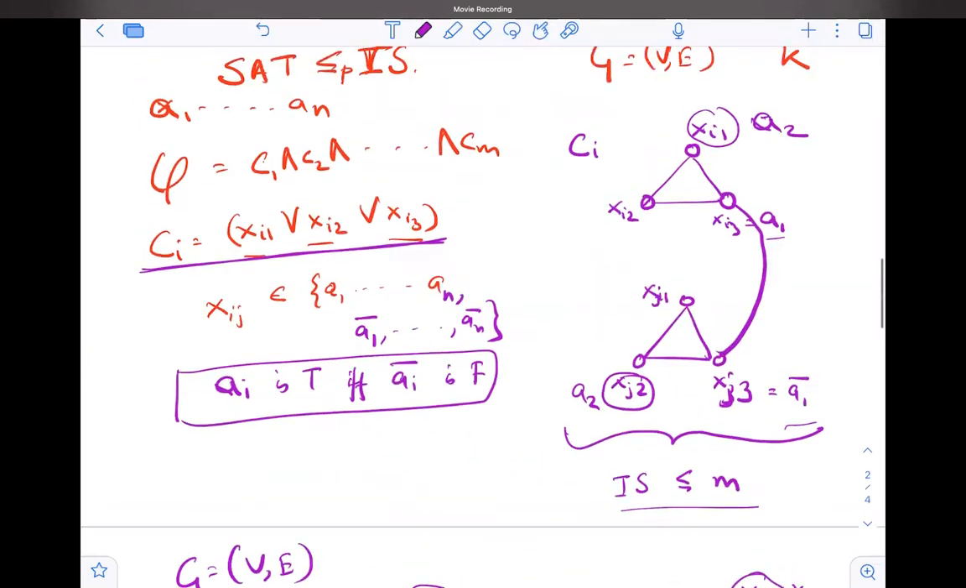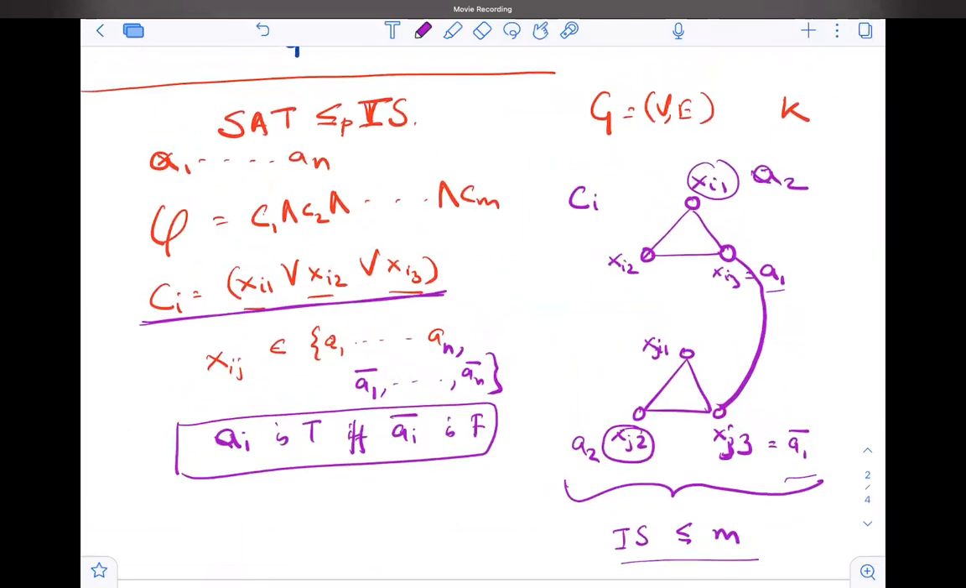And what about the other direction? What happens if I give you a satisfying assignment? First of all, consider all the vertices which are satisfied, and I put them in the set. Now that is not necessarily an independent set. Why? Because in each of these triples, there might be two things or three things. The case where A2 is part of the SAT solution, we can see here that Xj2 and Xi1 will both be included.